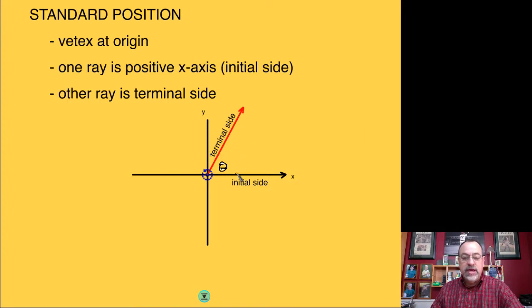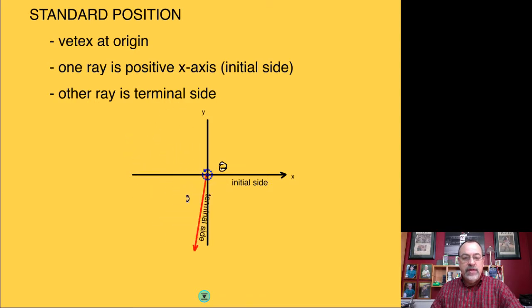This is called the terminal side. This is the initial side. The vertex is at the origin. This is called a central angle. And you remember we discussed that when you rotate the arm of the terminal side counterclockwise, that will be a positive angle, and when you rotate it in a clockwise manner, that would be negative. Okay, let me say that again because I think I may have said it wrong. If we go counterclockwise, that is positive, and if we go clockwise, that is negative. And again, it's always measured from the initial side, which is the positive x-axis.